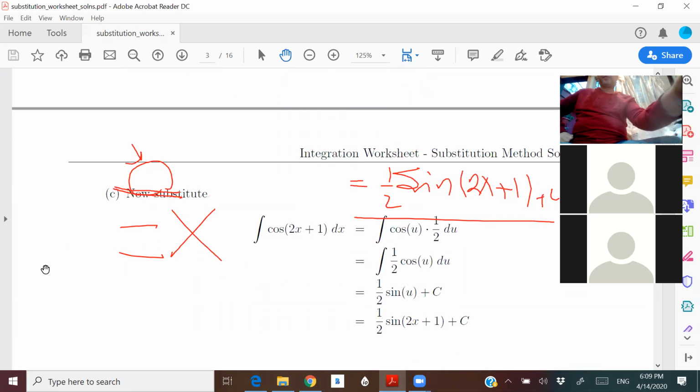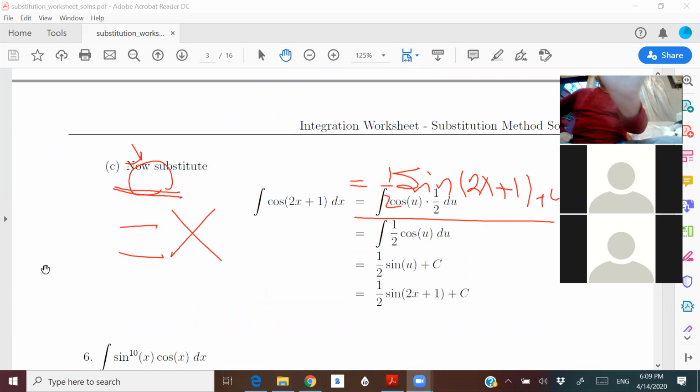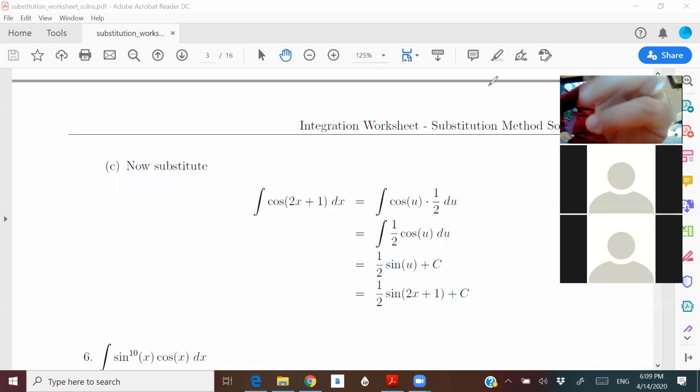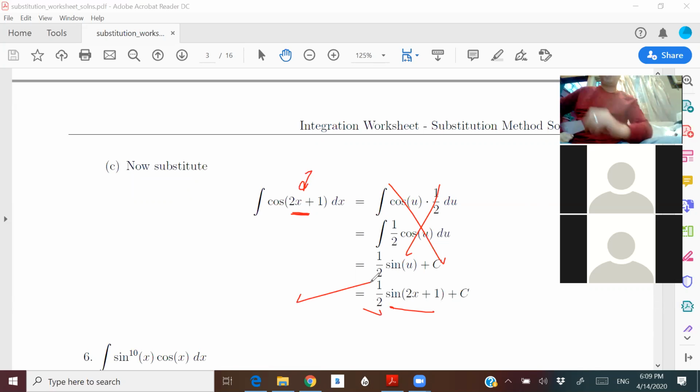Again, directly, without using the substitution way. What is the integral of cosine(2x + 1)? It's sine(2x + 1) divided by the derivative inside, which is 2. Is it hard for you? Is it hard?